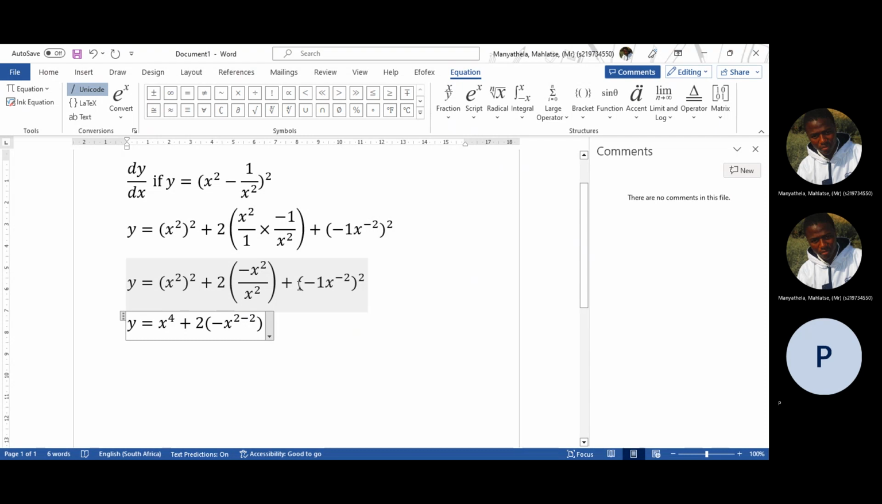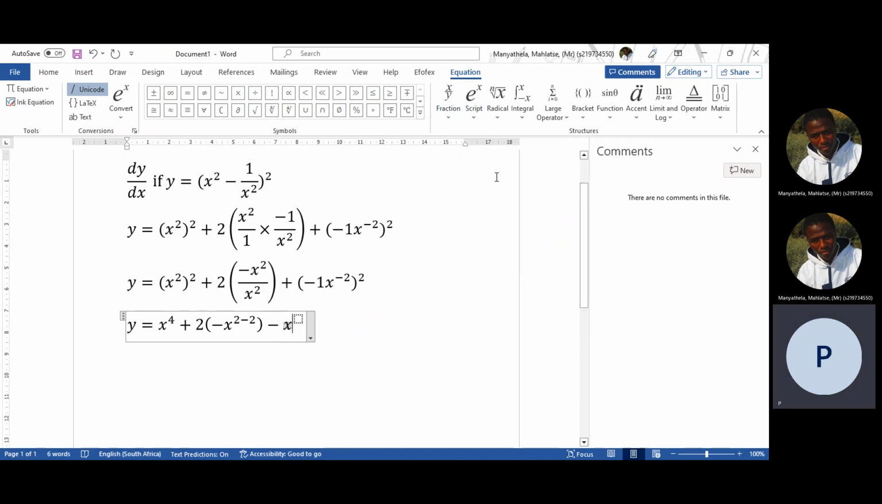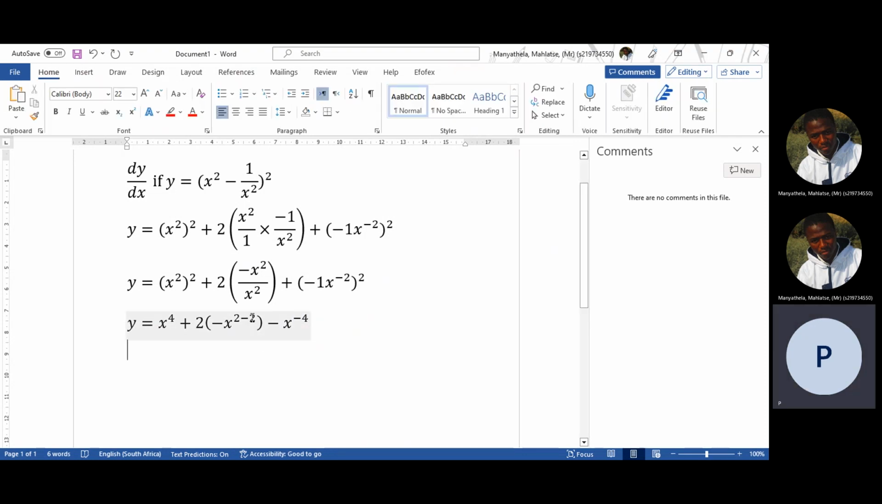And then here we have positive into negative, so we'll remain with negative. Let me just write it as x because it doesn't make any difference. x to the exponent minus 2 times 2. Minus 2 times 2 is minus 4. So 2 minus 2, how much is it? 0. 2 minus 2 is 0. Okay.